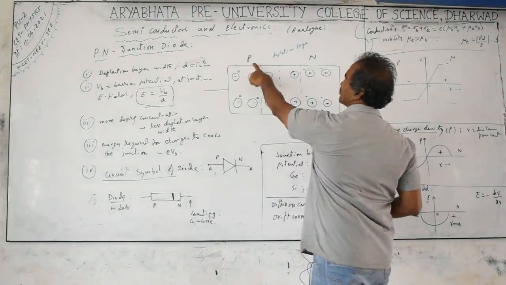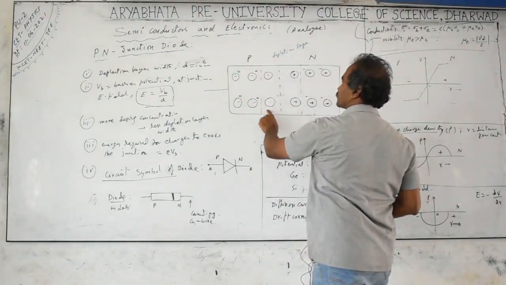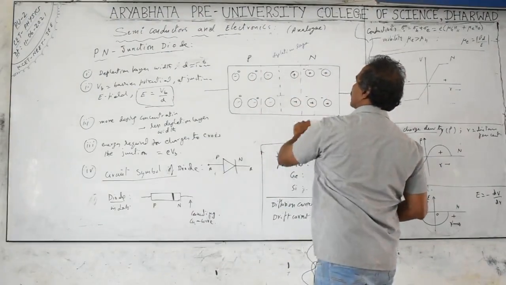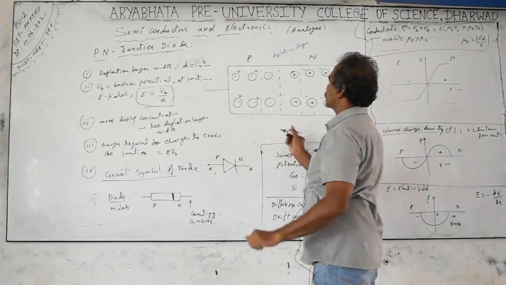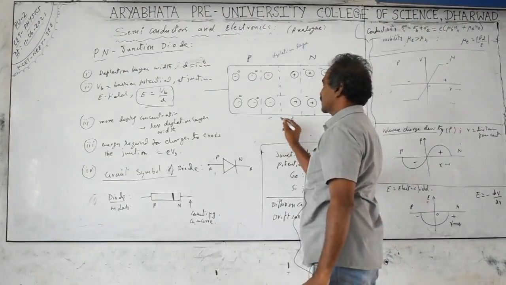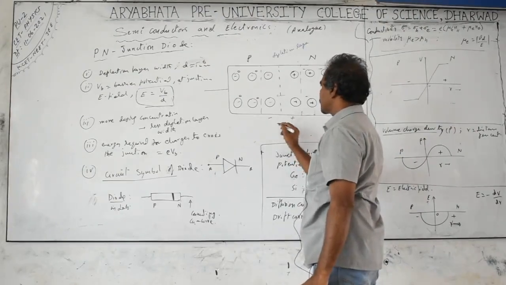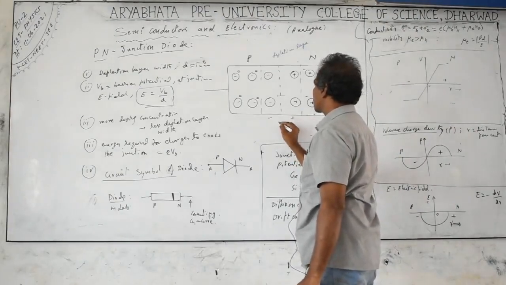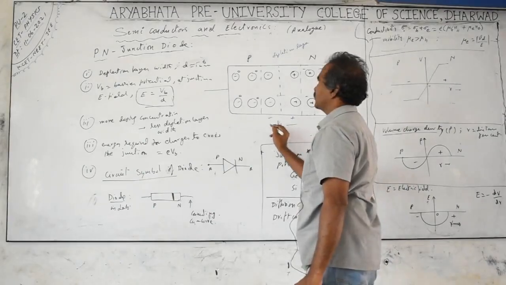In p-type material, the ions formed are negative ions. In n-type material, the ions formed are positive ions. So this side has negative voltage and that side has positive voltage. Between these two ionic regions, a potential difference is produced, which is called the barrier potential, V_B.